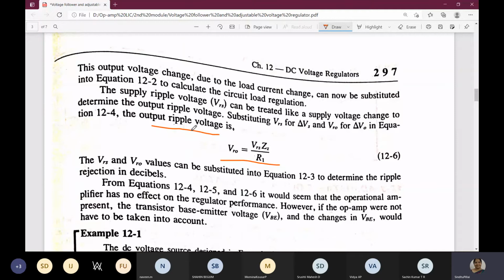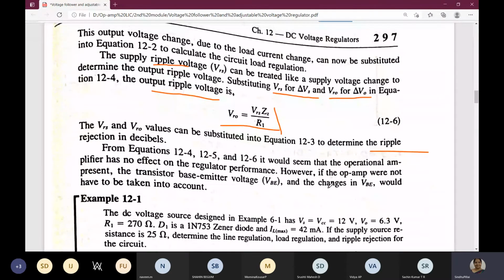If you substitute in the formula, what will we get? VR0, that is the change in the ripple, is equal to VRS into Zz divided by R1. So VRS and VR0 can be substituted to determine the ripple, and it is expressed in decibels. All these three parameters that we saw for the voltage regulator, we'll see by solving a problem.